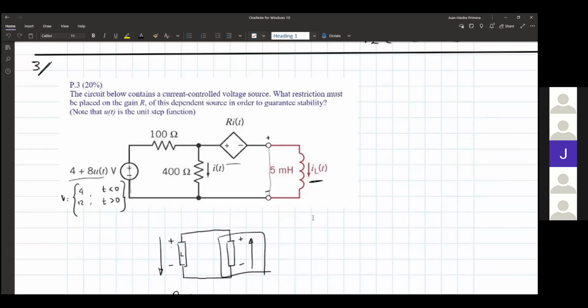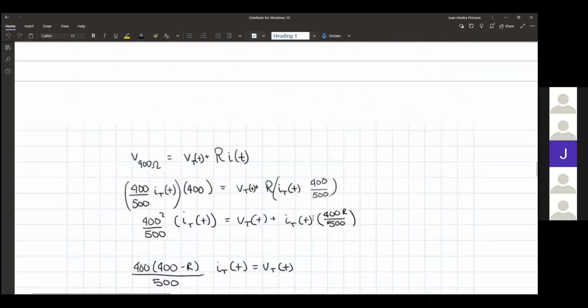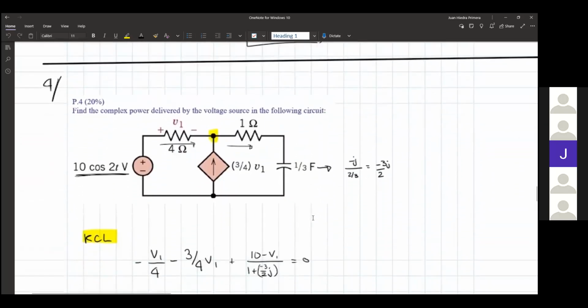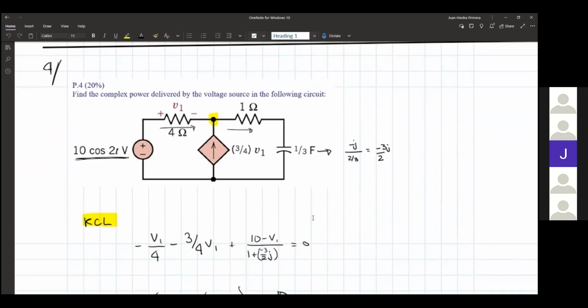There's nothing else apart from the unit. You're fine. It's not a symbol, it's a unit. All right, if no more questions, we can move on to the next one. So we find the complex power delivered by the voltage source in the following circuit.